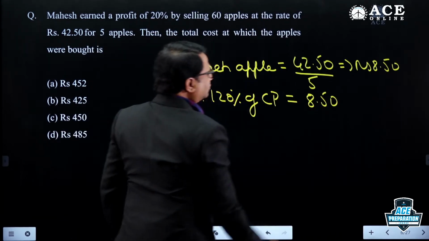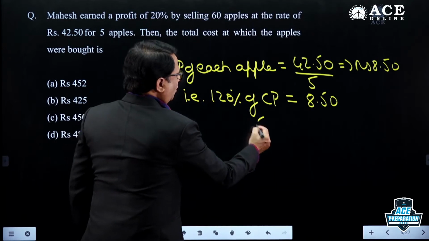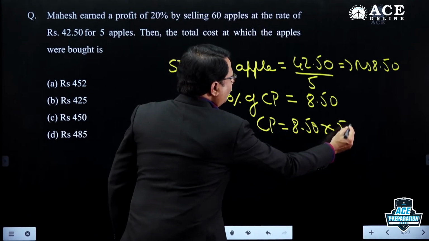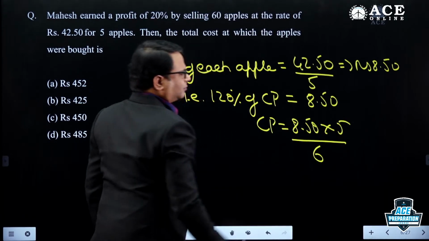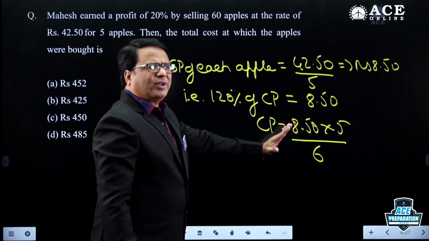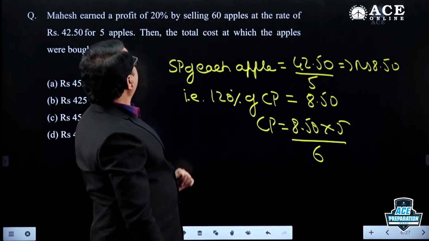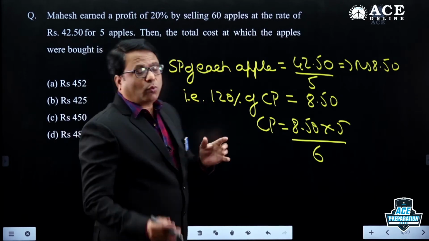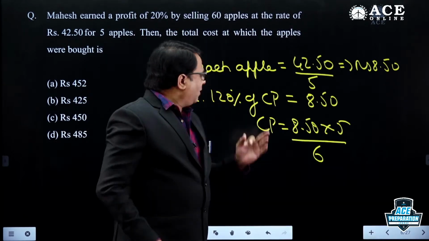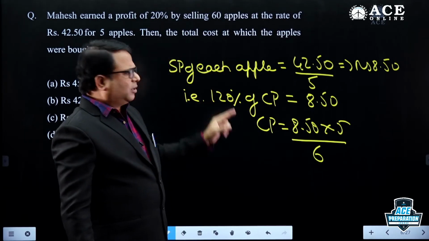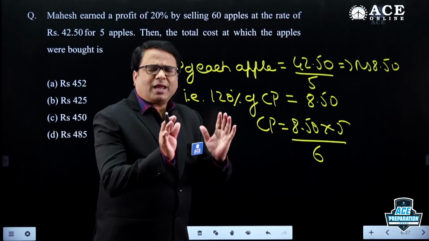8.50. Now do this calculation. Cost price equal to 8.50 into 5 by 6. Okay, so this is the cost price of each apple. And what is the question? The total cost at which the apples were bought is. So what is the total cost price? This is the cost price of one apple because we are taking only one apple.